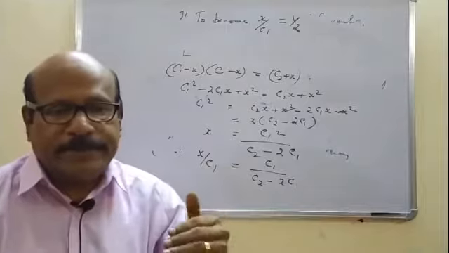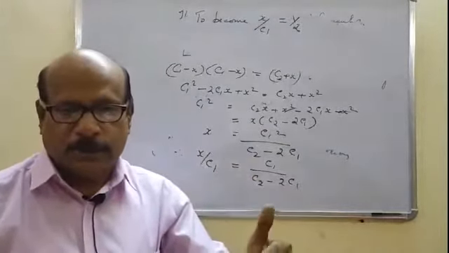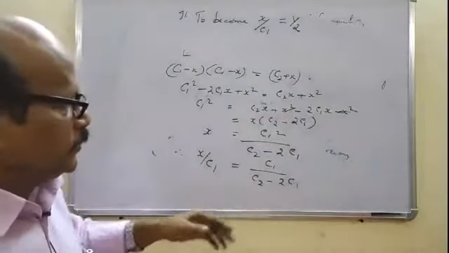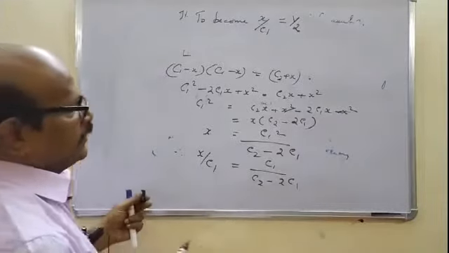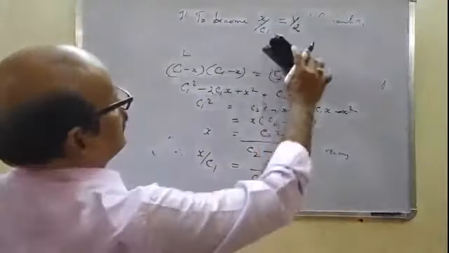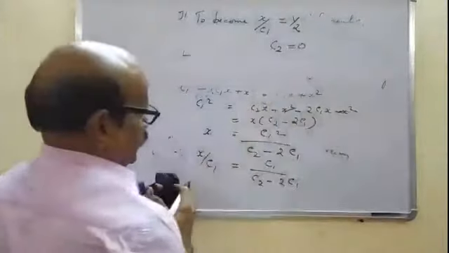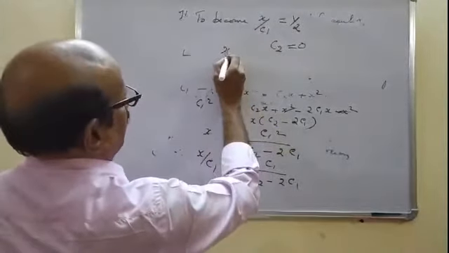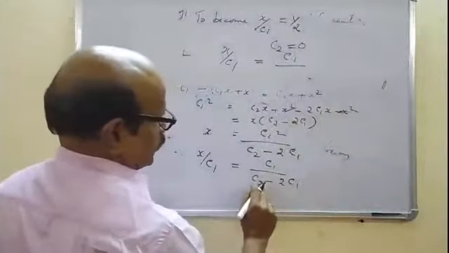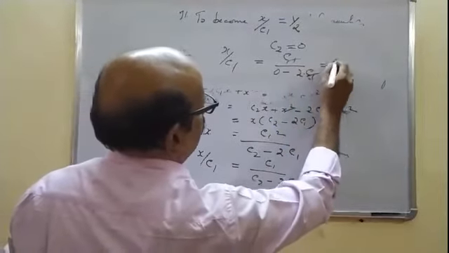In order for the fraction x by C1 to become half, the concentration of NaCl should be the same on both sides of the membrane. What should be there? For this equation x by C1 to become half, what happens? C2 should be 0. C2 should become 0. Then x by C1 is equal to C1 by 0 minus 2C1, that is equal to half.